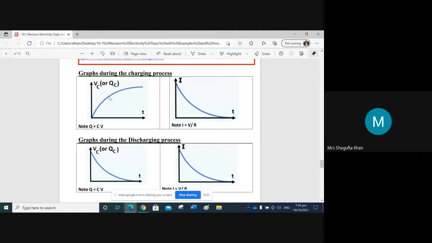After one time constant, voltage across the capacitor will be 63%. Remember, current is 37%, so it has decreased by 63%, while this one has increased by 63%. That's the growth curve. During the discharging process, current decreases and so does the voltage, or it could be the charge graph. After one time constant, it will be 37% and 37%. Is everyone happy so far?